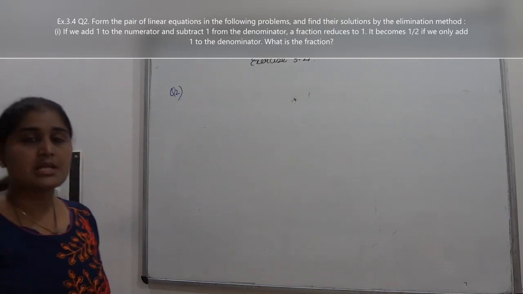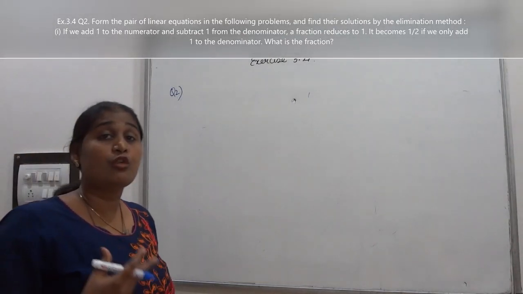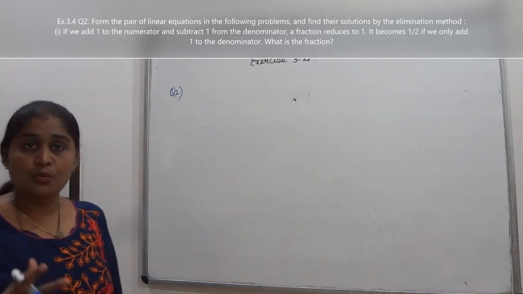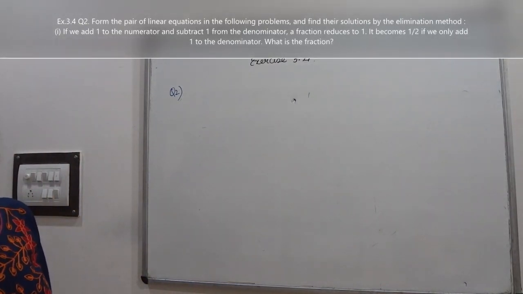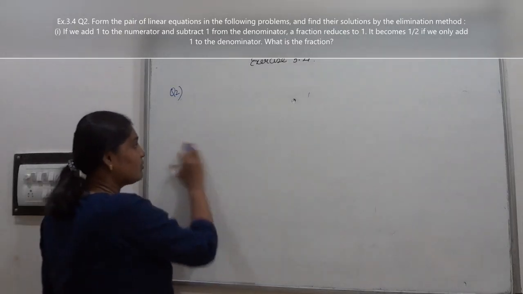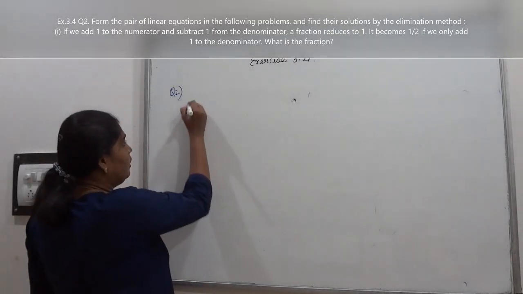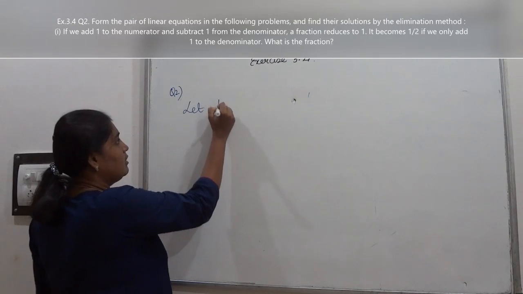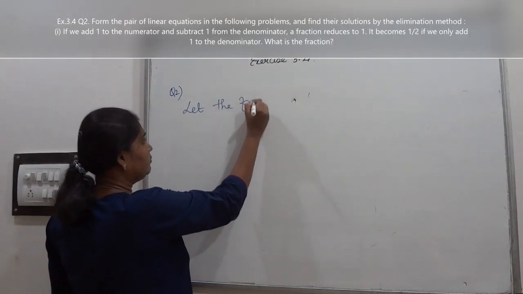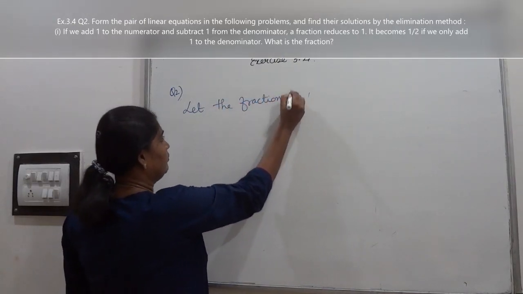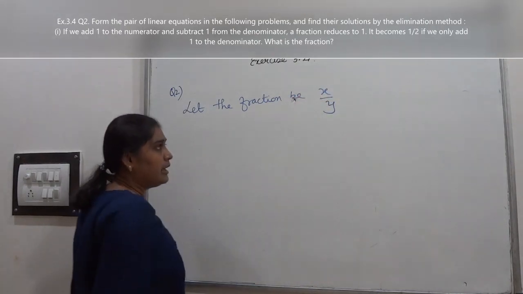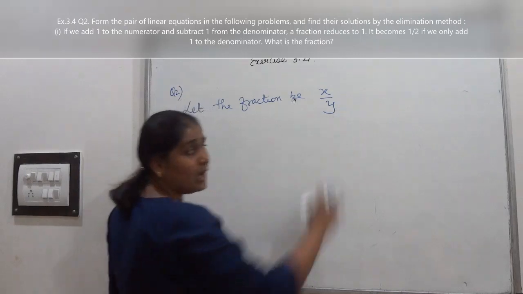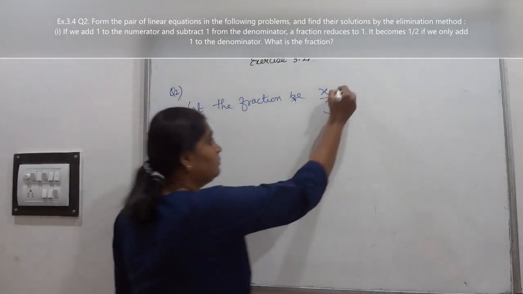What is the fraction? That's your question. Here two statements are given to you. From the statements I have to form a linear equation with two variables. So read the first statement carefully and form a linear equation from that. Let the fraction be x upon y. Here x I have taken as numerator and y I have taken as denominator.